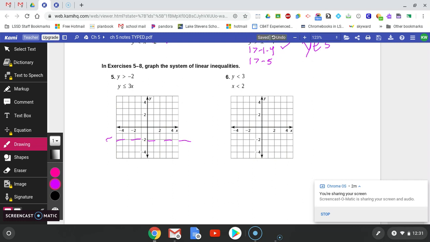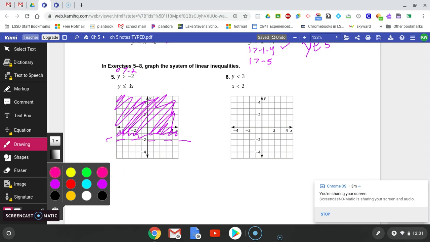And then I need to pick a point above or below it, not on the line. Again, I like to pick 0, 0. So I have 0 is greater than negative 2, which is true. So that means I'm going to shade everything above this line. Okay, so now I'll go to the second one.